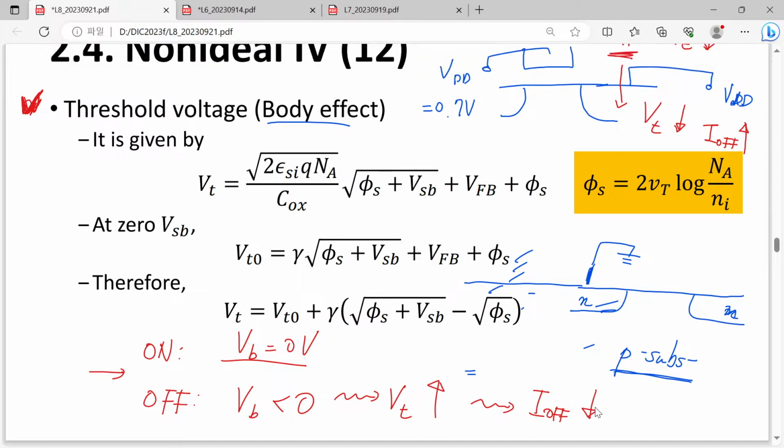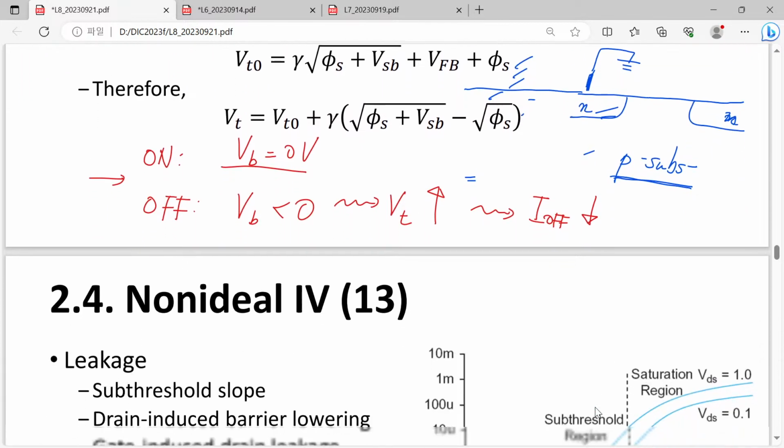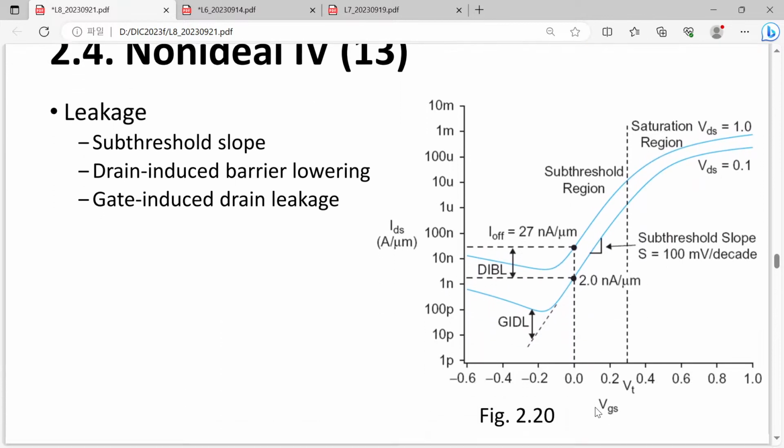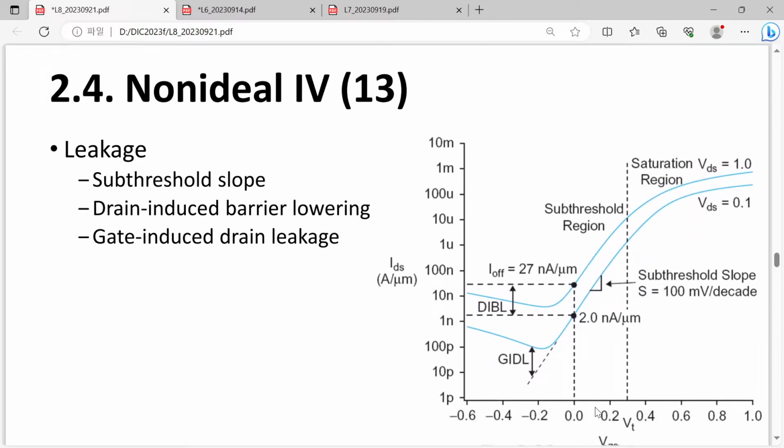This technique has been used in reality when designers are designing circuits. By controlling the well potential or substrate potential, when a certain area of the circuit should be turned off, they can apply this technique to globally increase the threshold voltage to save leakage current. Finally, I wanted to say that this is our final one.